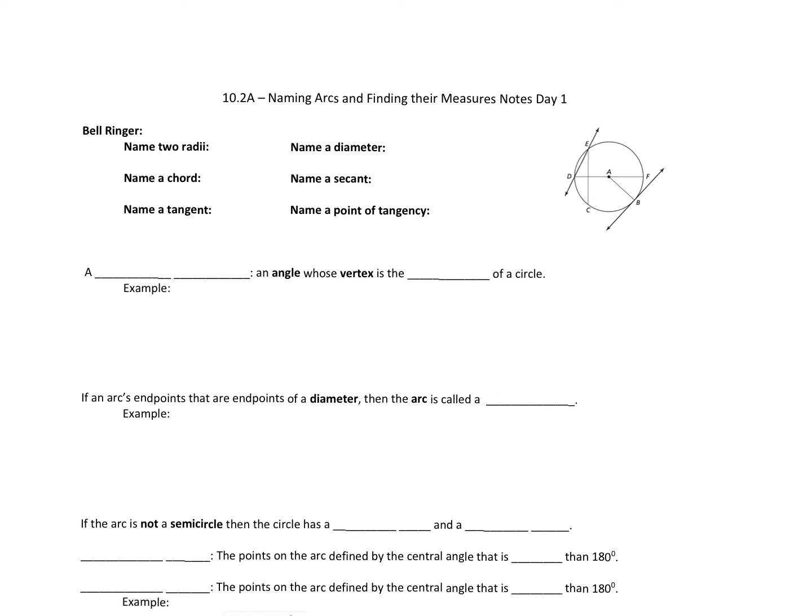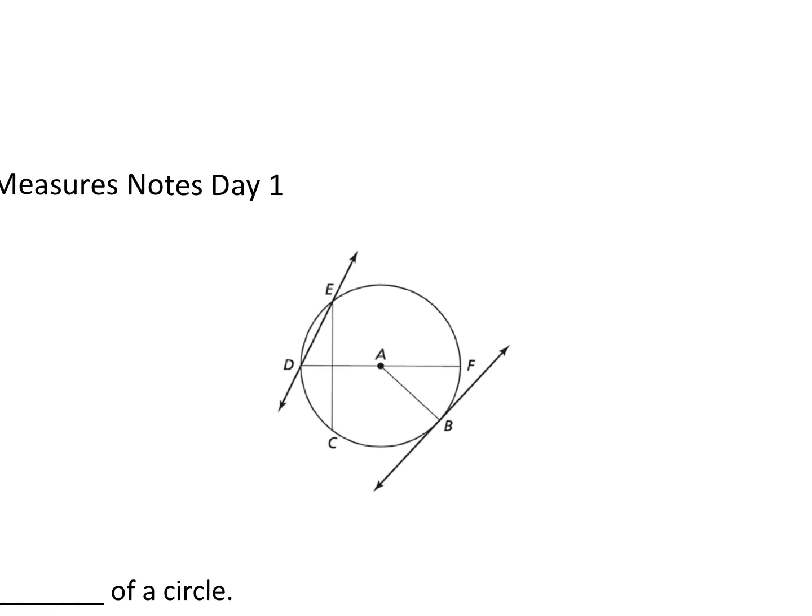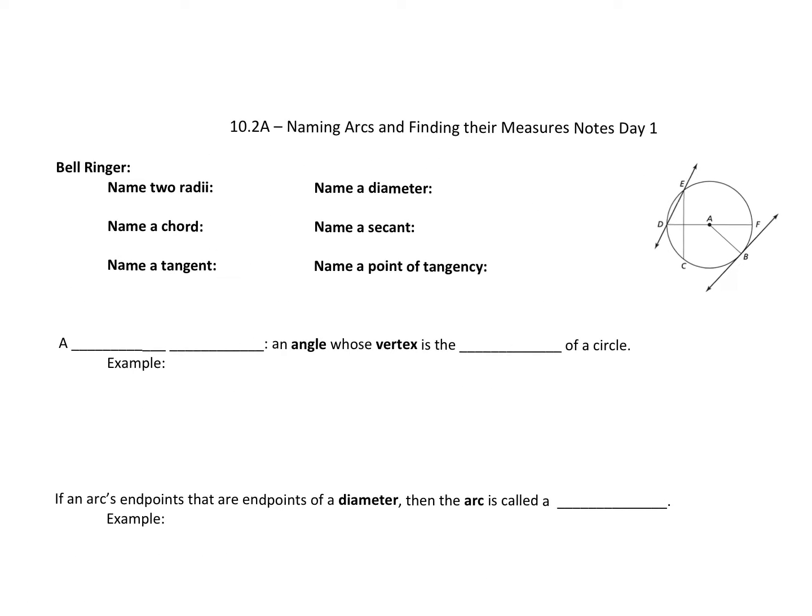Let's talk about 10.2a. So first things first, we know what the center of a circle is. The center is the thing that names the circle. So here, the center of this circle would be A. So let's talk about the central angle.